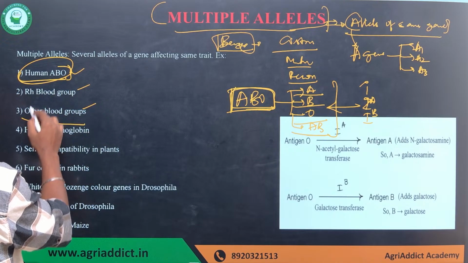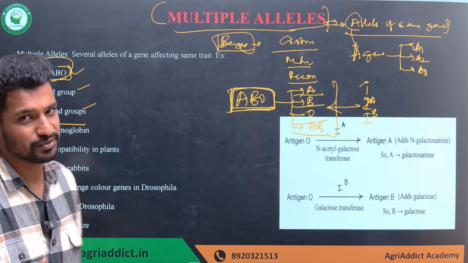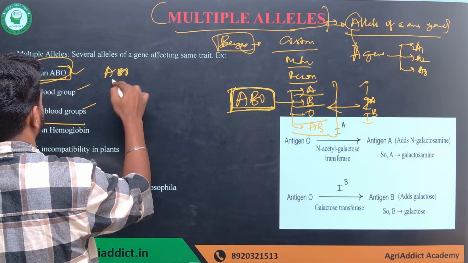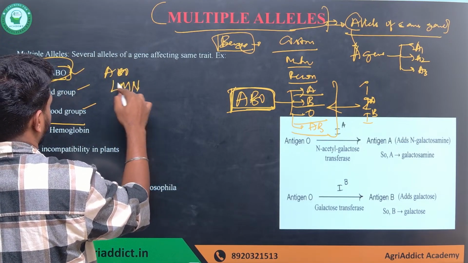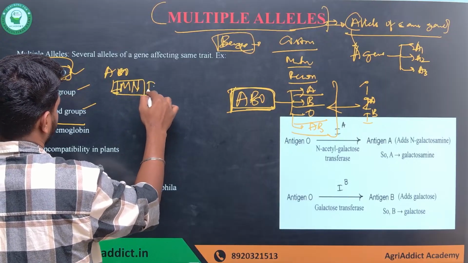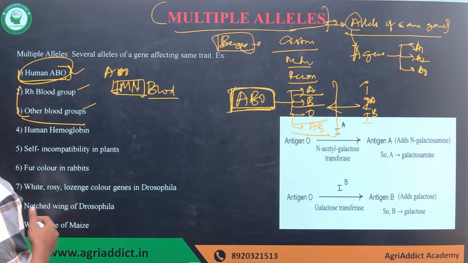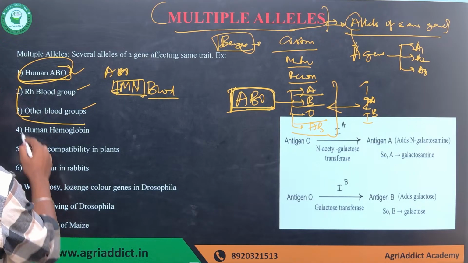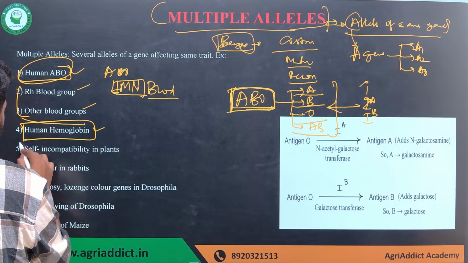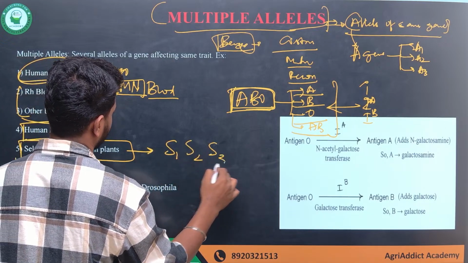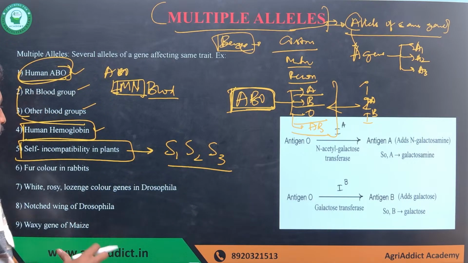The Rh blood groups. There are several different types of blood groups, but we mainly study ABO. There is also the MN blood group. So this is also there. There are several types, and those are also examples of multiple alleles. And the human hemoglobin is also an example. Self incompatibility in plants, if you have studied, you have S1, S2, S3. These are also alleles of a single gene.